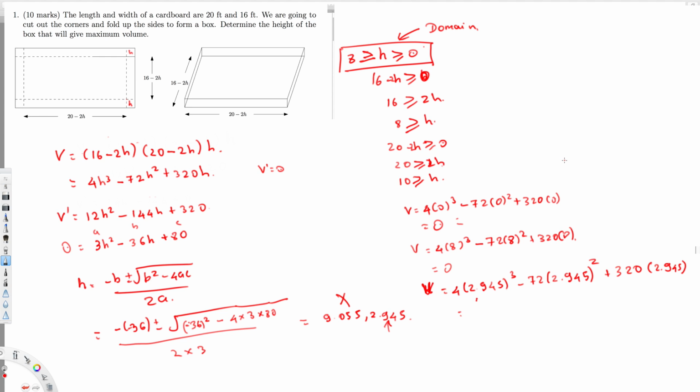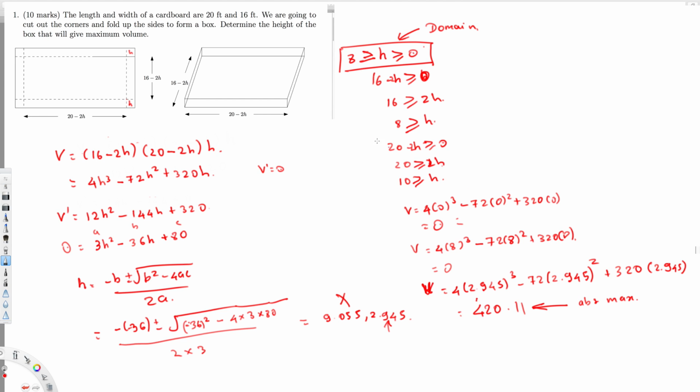Okay, let's do this. 4 times 2.945 cubed minus 72 times 2.945 squared plus 320 times 2.945, which is giving me 420.11. Therefore we know this is my maximum value, therefore this is the absolute maximum.